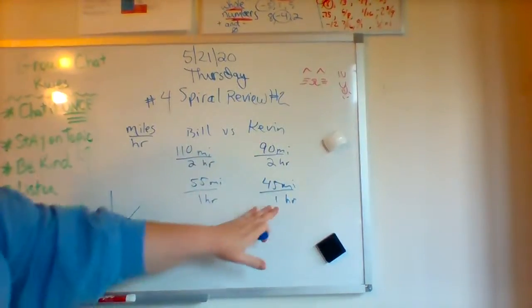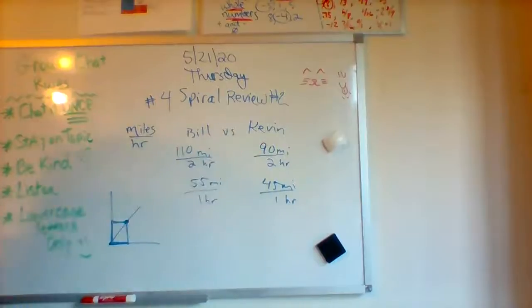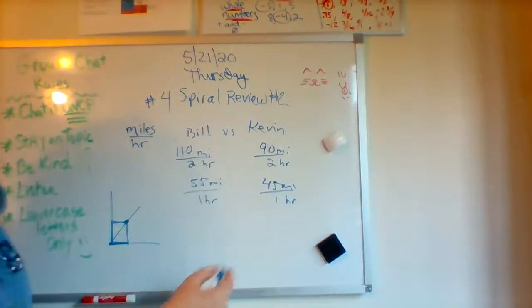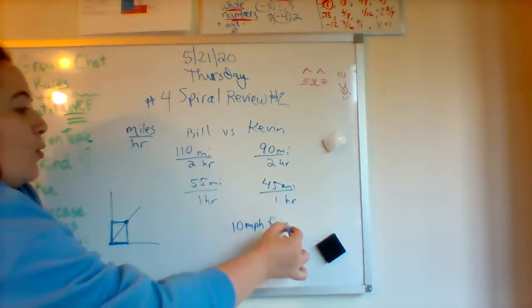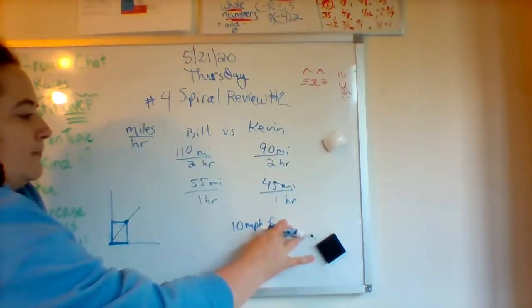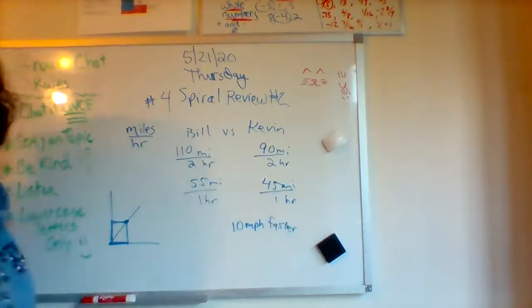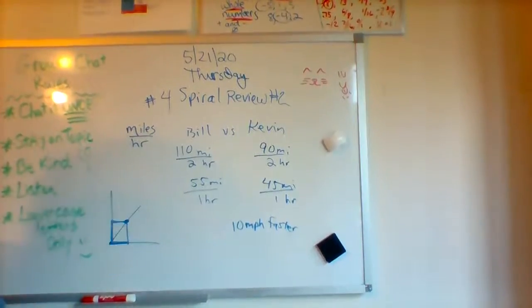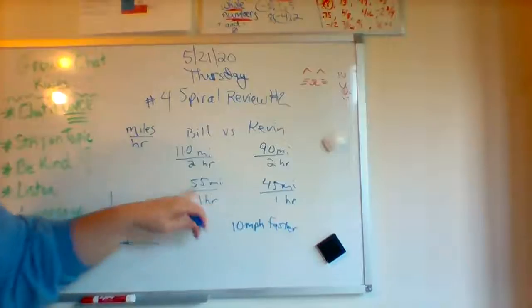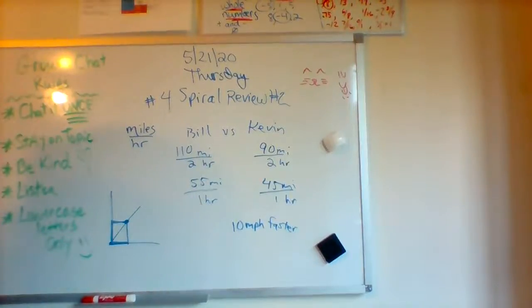So first of all, who's going faster, Bill or Kevin? That's right. Somebody is going 10 miles per hour faster or slower, depending on how you look at it. This guy, right? Because he could travel farther in the same amount of time. Bill drove at a rate that, yes, absolutely. You got it. You got it, man. Good job. You didn't need me.